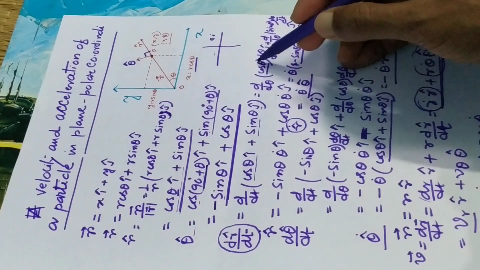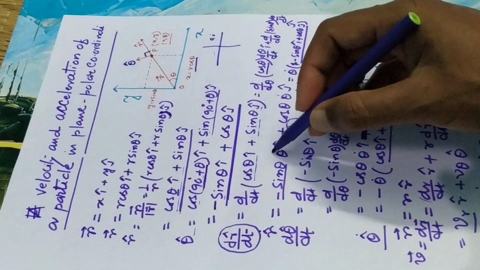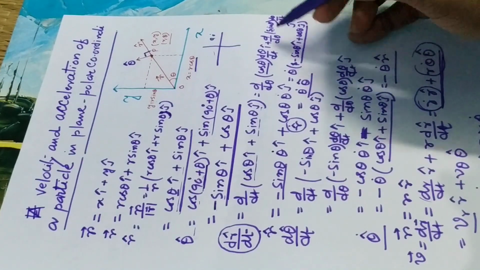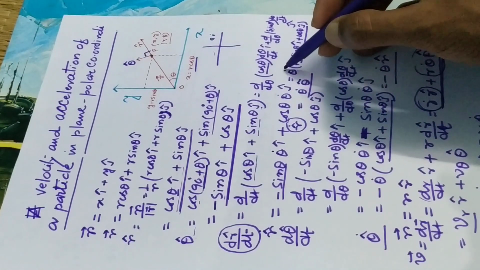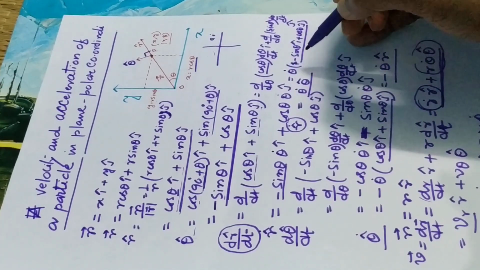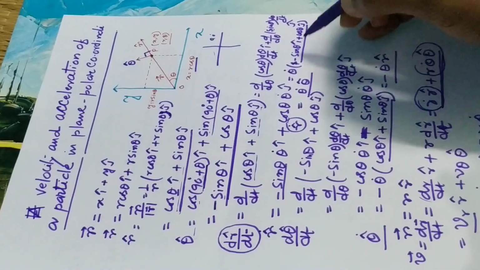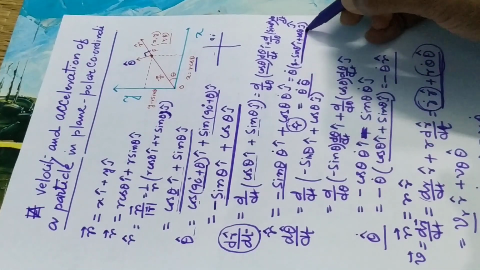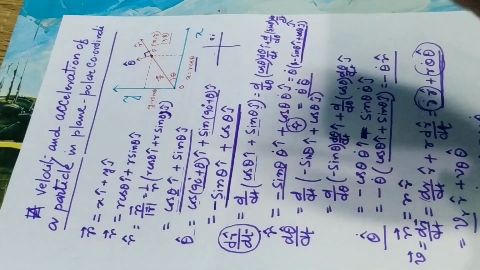The differentiation of cos theta with respect to theta is minus sin theta, and d theta/dt is represented by theta dot, and d(sin theta)/d theta is cos theta, so theta dot cos theta j. Here theta dot is common, so theta dot times (minus sin theta i plus cos theta j), and this is equal to theta cap. So r cap dot is equal to theta dot theta cap.